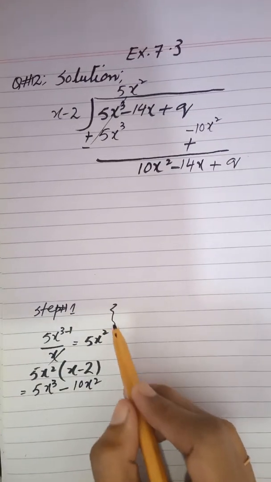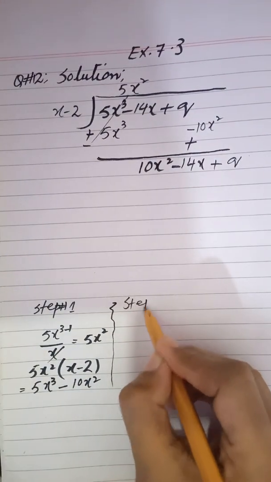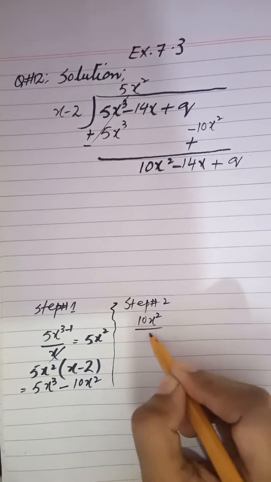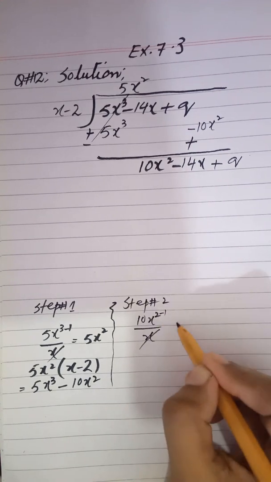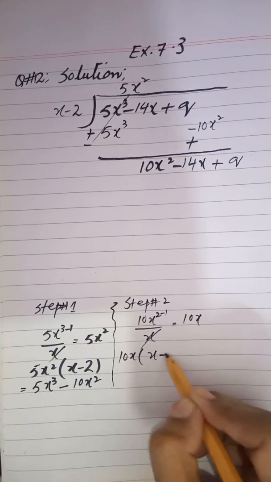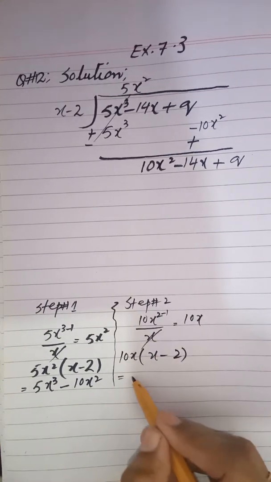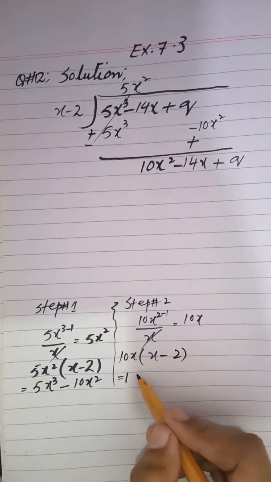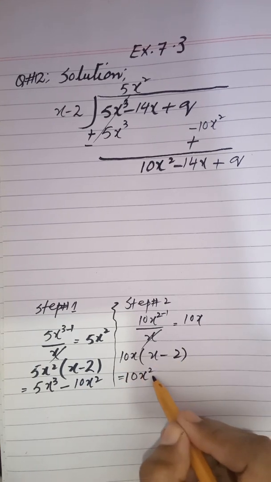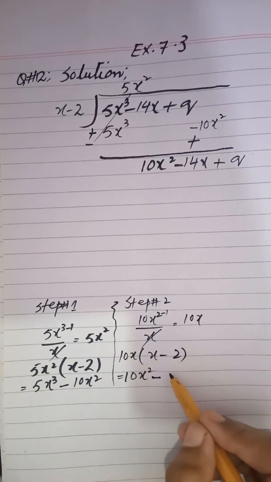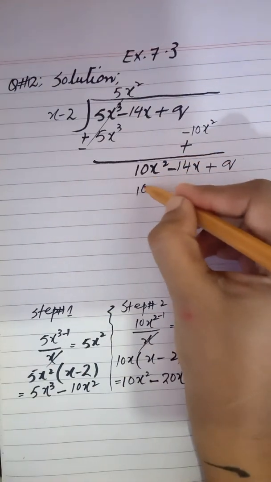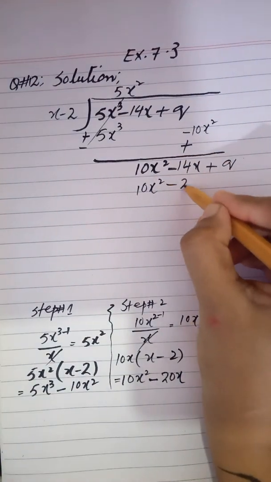Now step number 2. Step number 2. Okay, take this 10x square, divide it by x. Cancel x, I am getting 10x. Multiply this 10x by x minus 2. I am getting what? 10x square, plus plus plus, minus minus, and 10 2s are 20x. Okay, I am getting 10x square and minus 20x.